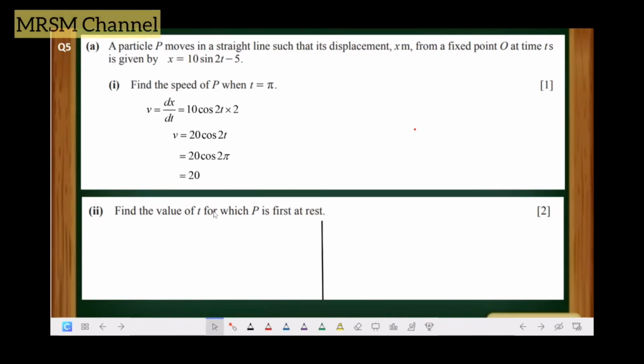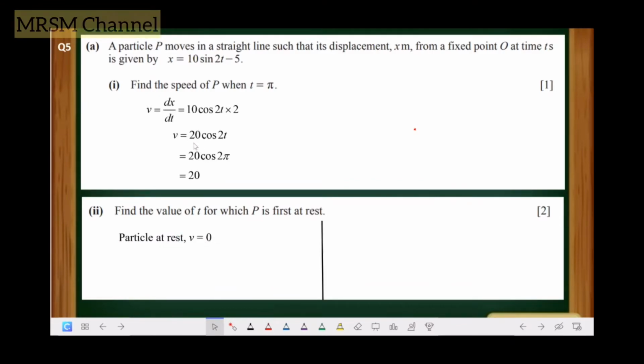So find the value of t for which P is first at rest. Okay. Dia kata P is first at rest. Alright, so kita cari find the value of t. Bila particle tu at rest, maksudnya dia stop movement. Okay, dia stop the movement. Bila dia stop the movement, meaning that V is equal to 0. Particle at rest, V is equal to 0.